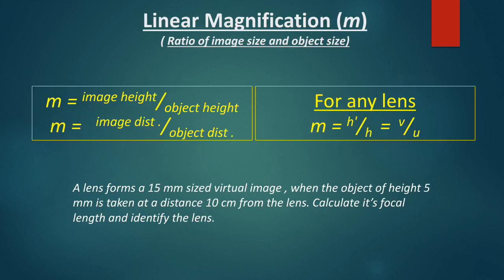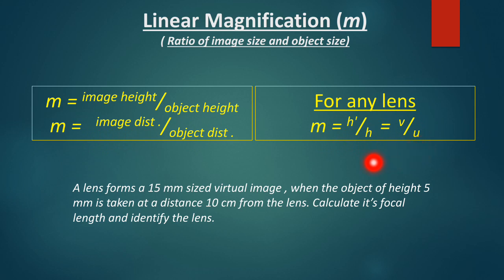Now you see here, linear magnification, which is the ratio of image size and object size. Here we have magnification m is equal to image height by object height, or we can write the relation this way also, image distance by object distance. So for any lens, whether concave or convex, magnification is equal to h dash by h, or it is equal to v, that is image distance, by u, that is object distance.